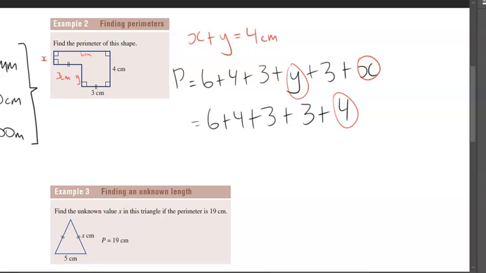And so what we should get with the perimeter, 6 plus 4 is 10, plus 3 is 13, plus 3 is 16, plus 4 is 20. So our perimeter is 20 centimeters. And we know it's centimeters because this unit here has been given as centimeters. So our perimeter, or the outer edge, is 20 centimeters.